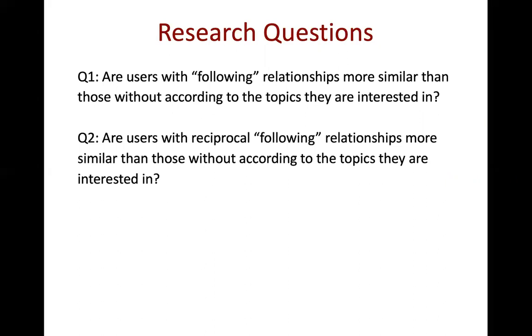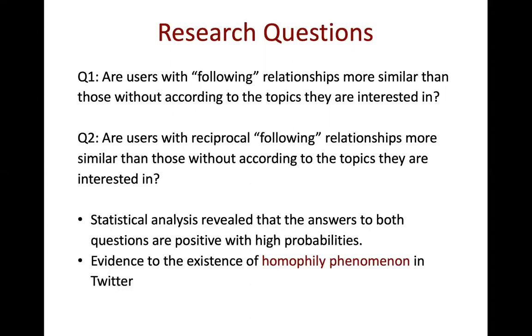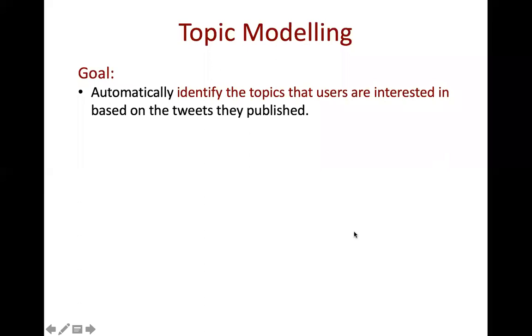Are users in a following relationship more similar than those without, according to the topics they're interested in? Basically, do we follow people based on the topics or based on the relationships? Actually, this was the first research question. The second question was, are reciprocal following relationships more similar than those without, according to the topics they are interested in? They did some statistical analysis, and they also found the phenomenon of homophily on Twitter. I'll explain what that means a little bit later.